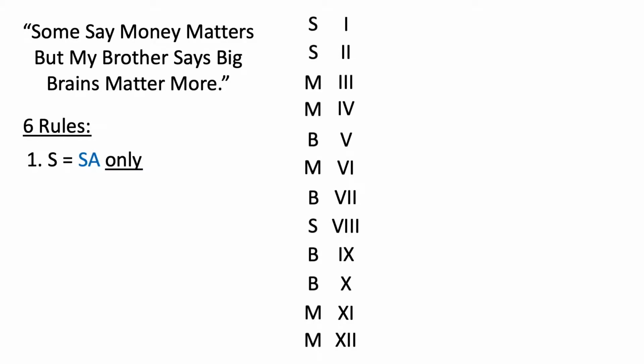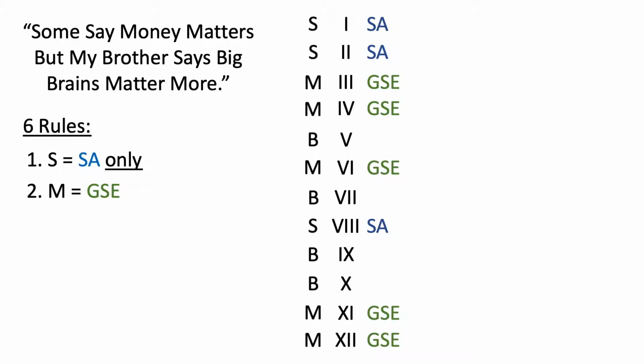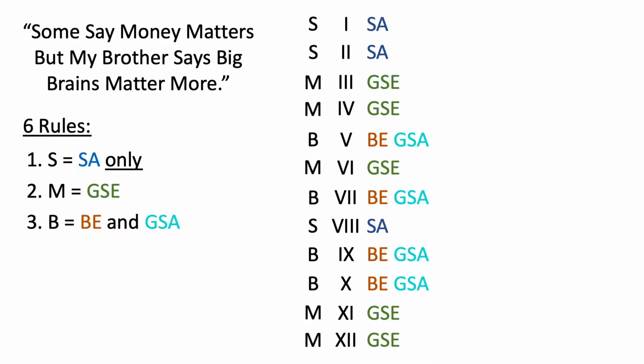The first rule is that all of the nerves that have an S next to them will have an SA-only classification. The second rule is that all of the nerves that have an M next to them will have a GSE classification. The third rule is that all of the nerves that have the letter B next to them will have a BE and GSA classification. Now the remaining 3 rules add to this.